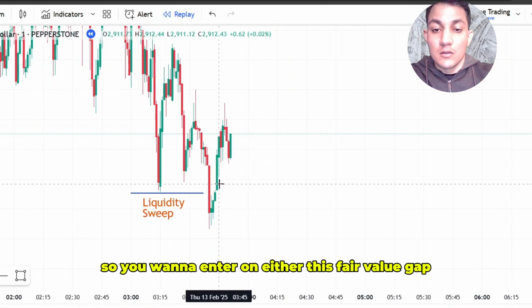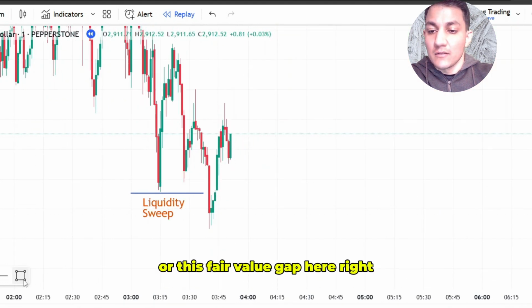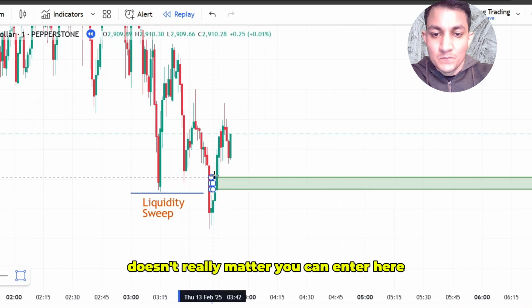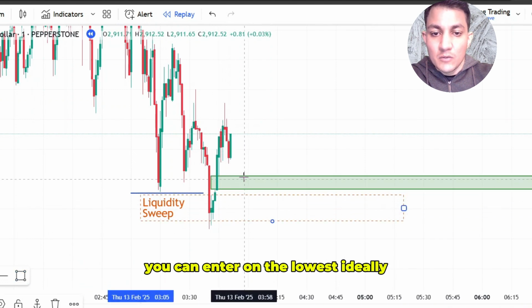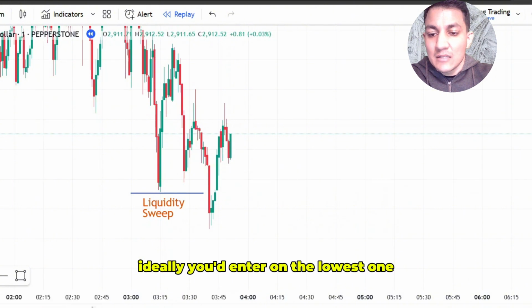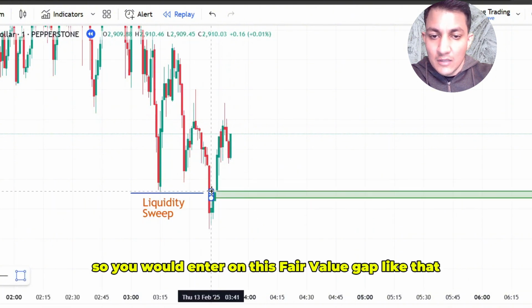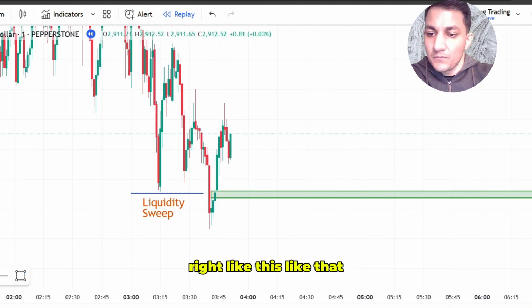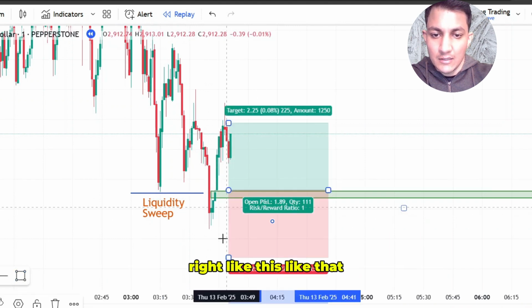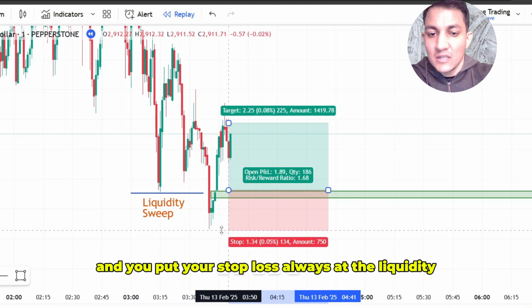So you want to enter on either this fair value gap or this fair value gap here. It doesn't really matter. You can enter here. You can enter on the lowest. Ideally, you'd enter on the lowest one. So you would enter on this fair value gap, like that, like this. And then you put your stop loss always at the liquidity sweep low.